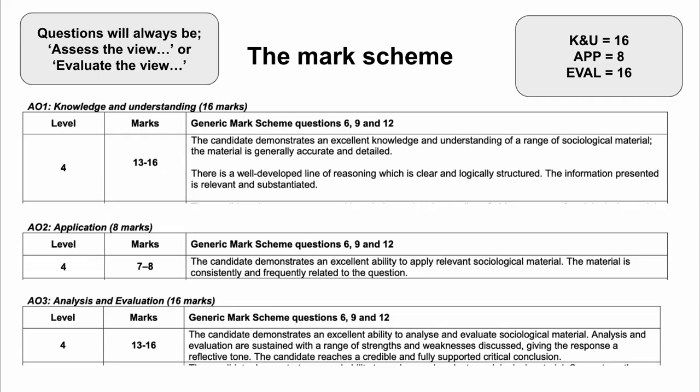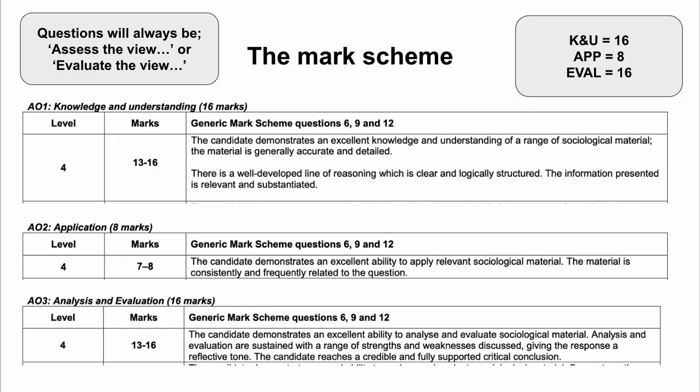So to begin with, we're going to look at the top level of the Marx scheme and just briefly talk about this. So before we get there, the questions for OCR A-level sociology 40 markers, which is the big question as part of paper 3, are always going to be assess the view or evaluate the view. They're always going to have those question stems.